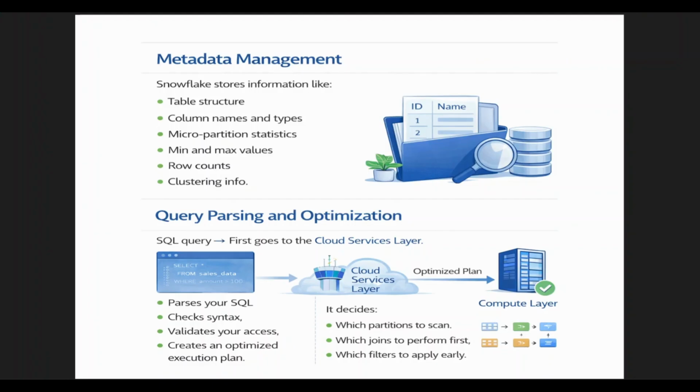And now this is the big one, query parsing and optimization. When you submit a SQL query, it does not directly go to compute. It first goes to the cloud services layer. This layer parses your SQL, checks syntax, validates your access, creates an optimized execution plan. It decides which partitions to scan, which joins to perform first, which filters to apply early. Then it sends this optimized plan to the compute layer. So the compute just executes what cloud services tells it to do.